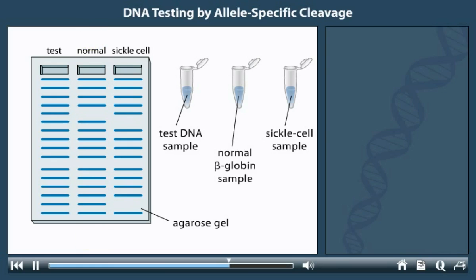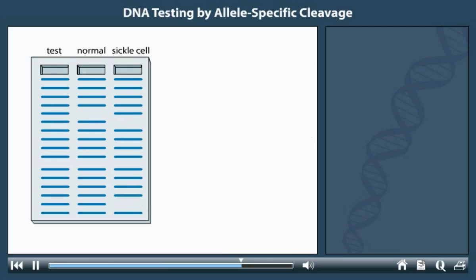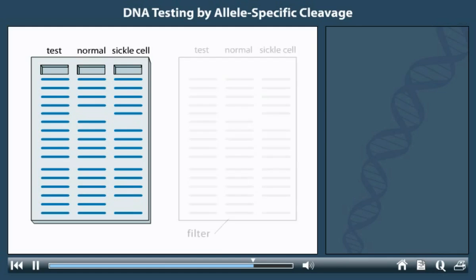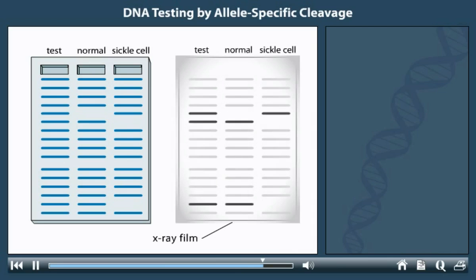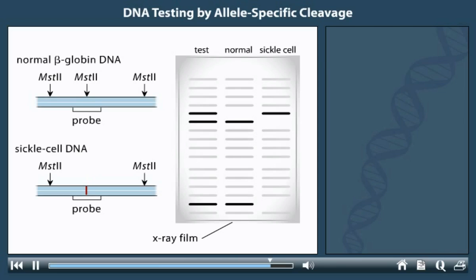When genomic DNA is digested, there are usually so many bands of DNA that the individual fragments are difficult to distinguish from each other. To highlight the DNA fragments surrounding the sickle cell mutation, usually the DNA from the agarose gel is blotted onto a filter, hybridized to a radioactive probe, and placed on X-ray film to identify the bands of interest. In this case, the probe is complementary to the fragments surrounding the mutation site.